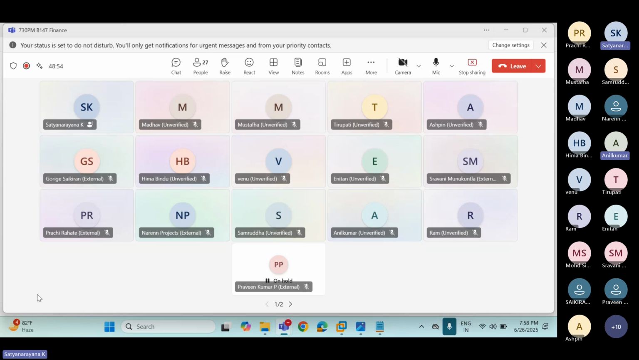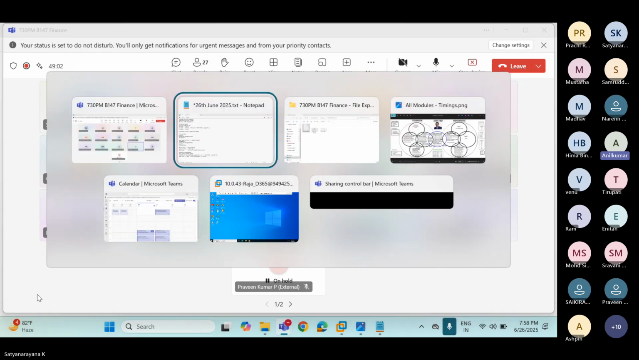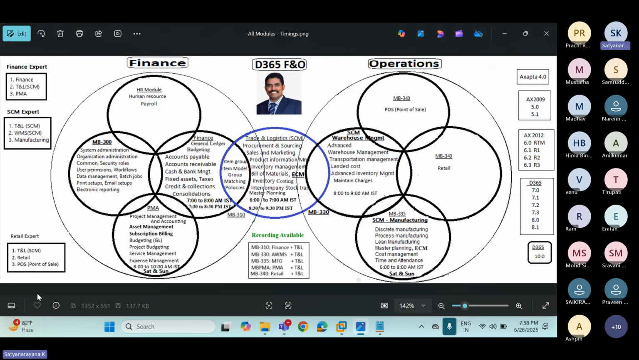Any more questions, please? Hi, sir. Myself Anil Kumar. What are the modules we are going to learn in this section? Okay, fine. One is general ledger. Next, accounts payable, accounts receivable, cash and bank, fixed assets, budgeting, taxes, credit and collections, and consolidation.